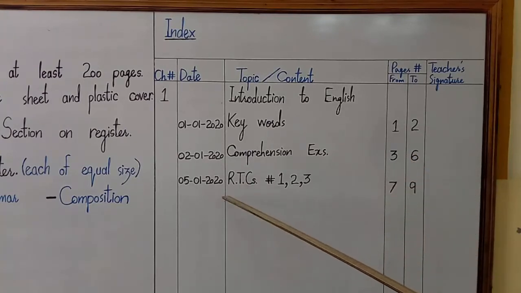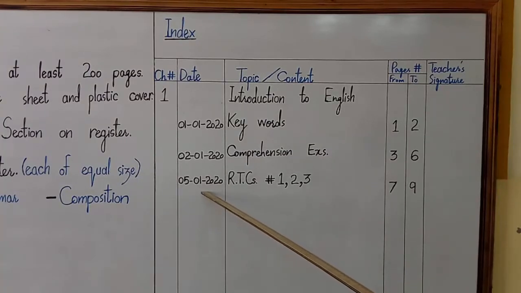Same as if you are starting your RTC's work, reference to context work, on 5th of January 2020, and that will cover around 3 pages, so from page number 7 to page number 9. This is how you have to maintain your index.